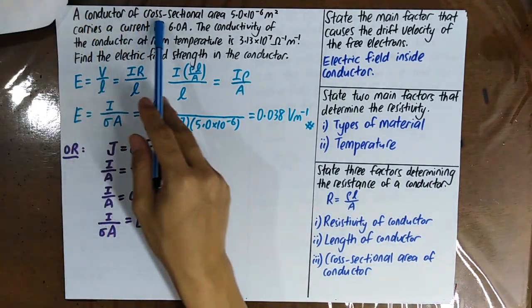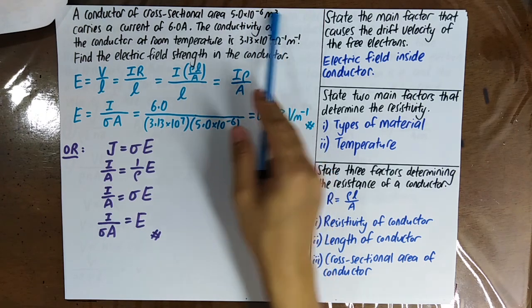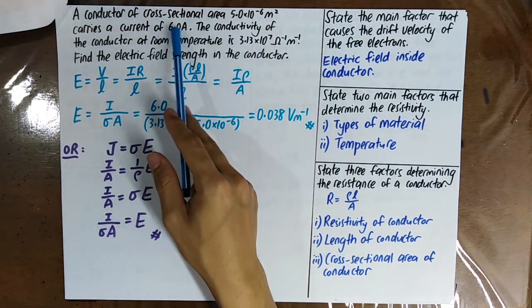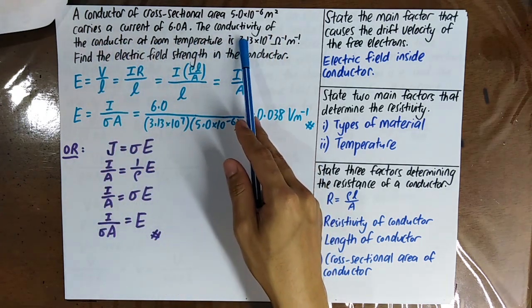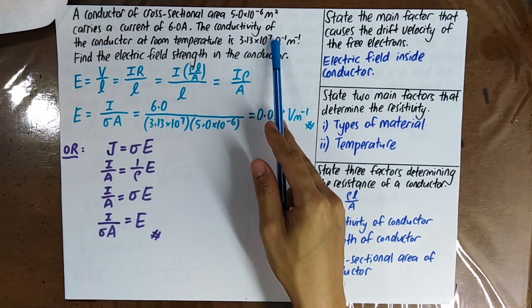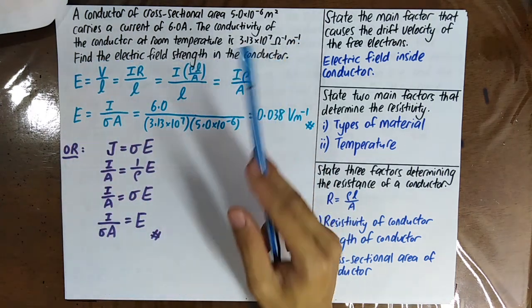A conductor of cross-sectional area 5 × 10⁻⁶ m² carries a current of 6 ampere. The conductivity of the conductor at room temperature is 3.13 × 10⁷ per ohm per meter. Find the electric field strength inside the conductor.